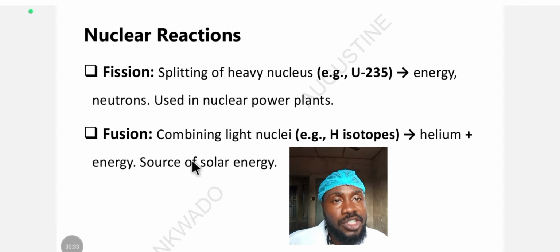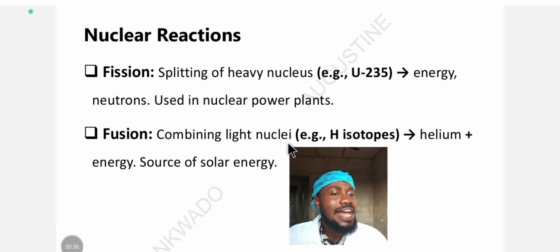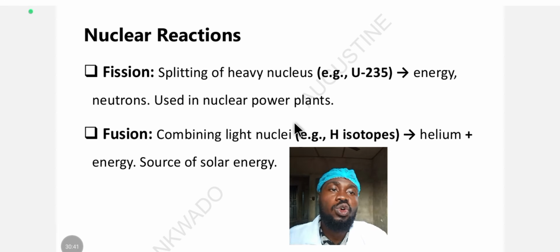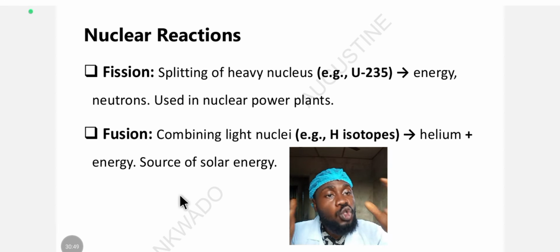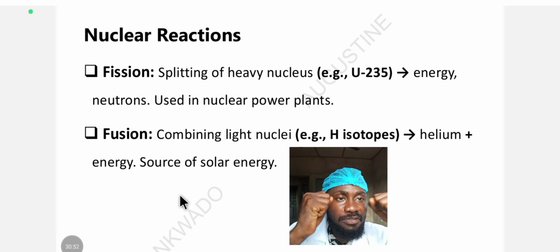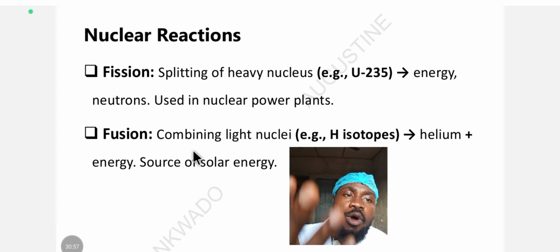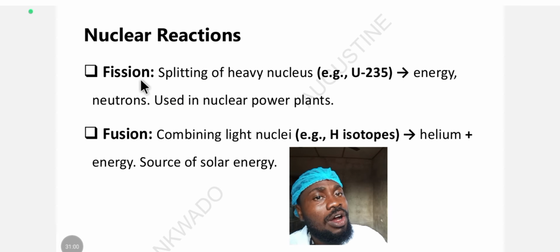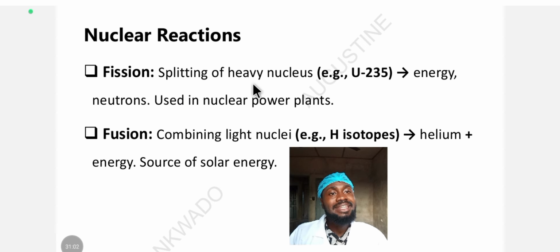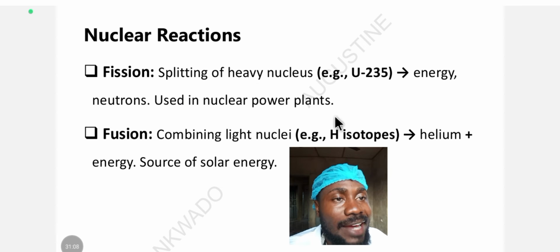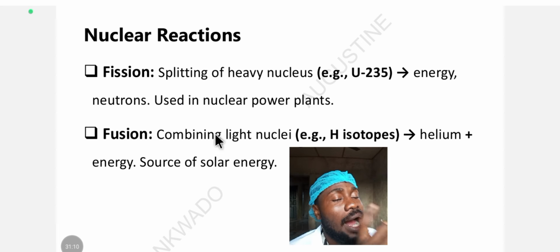For the fusion reaction, it means the combination of light nuclei. You combine two light nuclei to form a heavy nucleus. The aim of nuclear fusion is to form a heavier nucleus. That's the simple aim. For nuclear fission, we are forming lighter nuclei. The heavy nucleus breaks or splits to form lighter nuclei. But for nuclear fusion, our aim is to form a heavy nucleus.